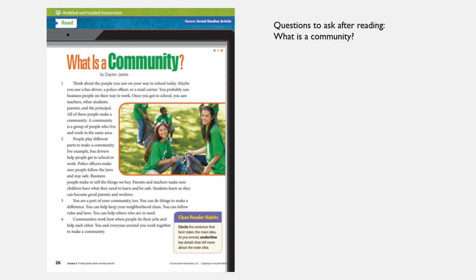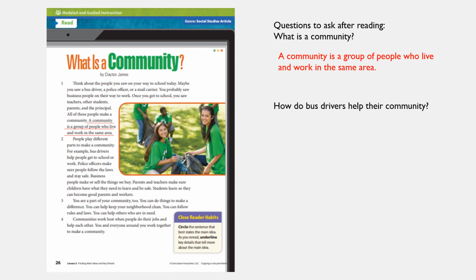What is a community? Maybe you should do the asking. A community, that was my Siri, she wanted to answer the question. A community is a group of people who live and work in the same area. And you know how I know that? I found it in the text. It's in the part that says, in paragraph 1, it's underlined in red. A community is a group of people who live and work in the same area.